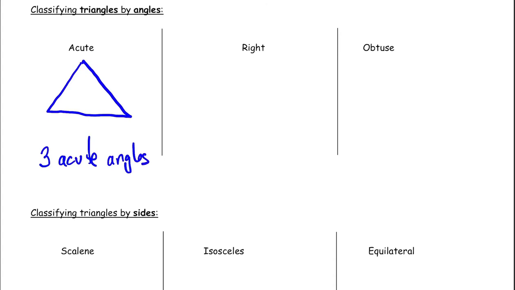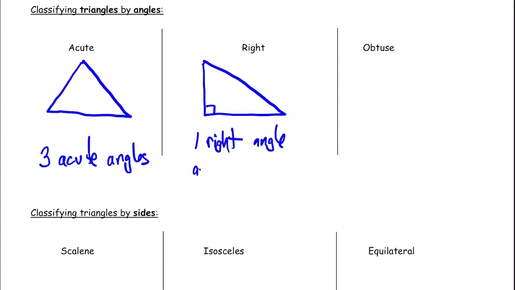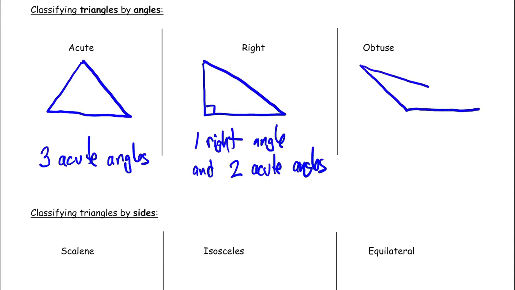Next, we have a right triangle. Well, as you can probably figure out, a right triangle is going to have a right angle. So it has one right angle and two acute angles. Finally, we have obtuse. Here's what an obtuse triangle looks like. An obtuse triangle has one obtuse angle and two acute angles.